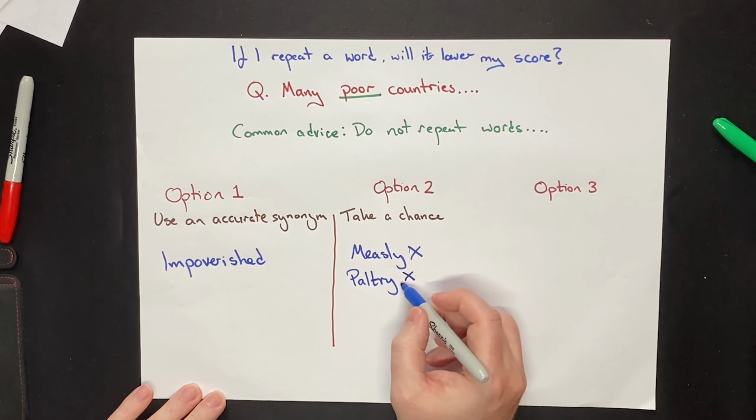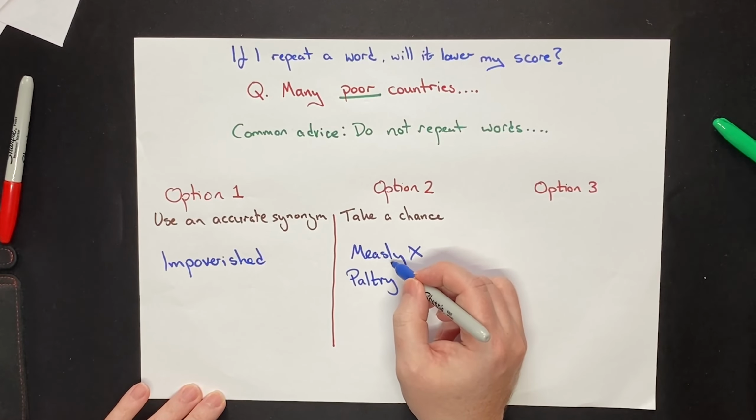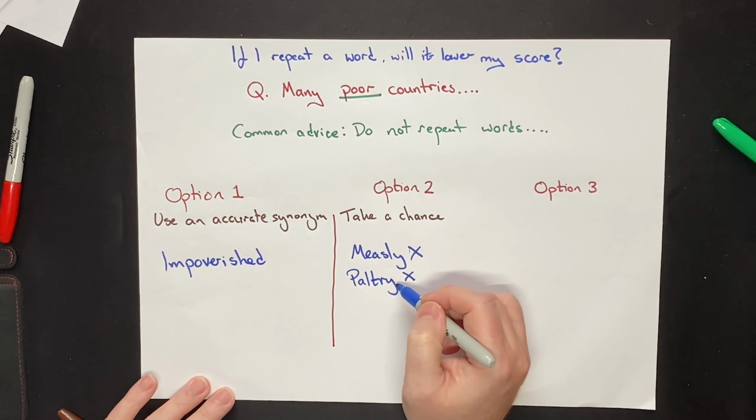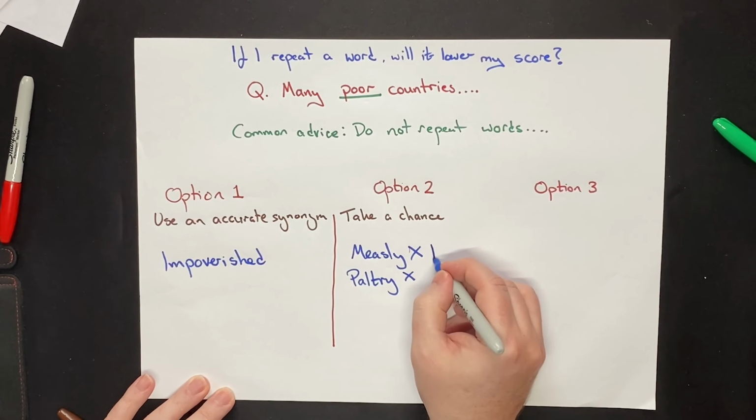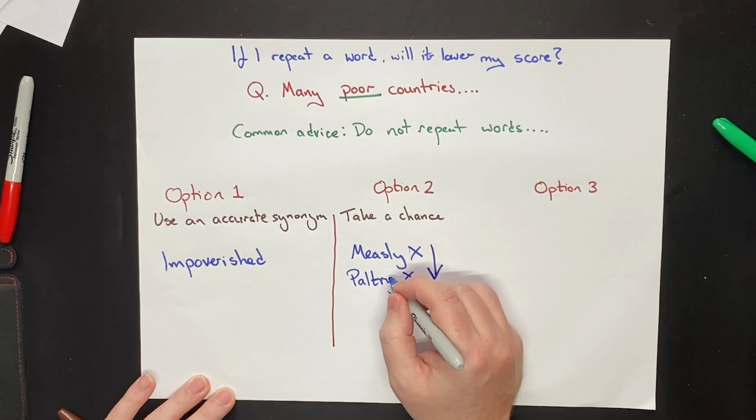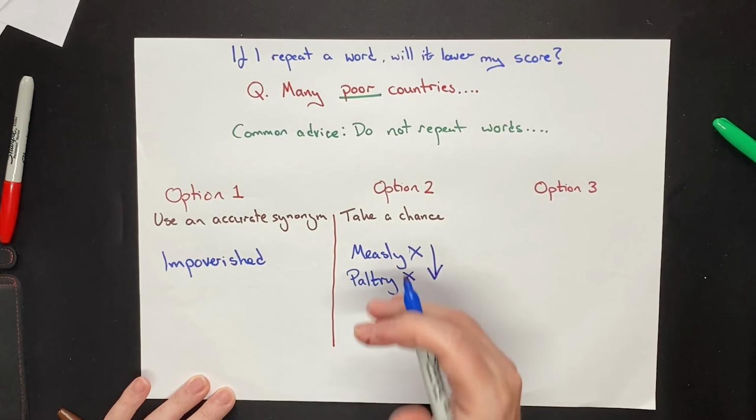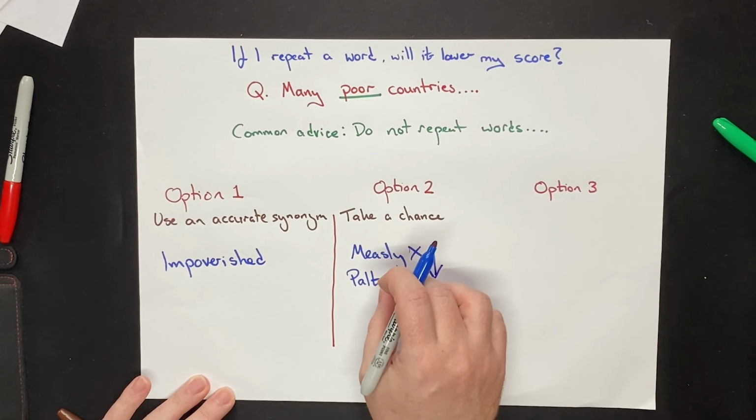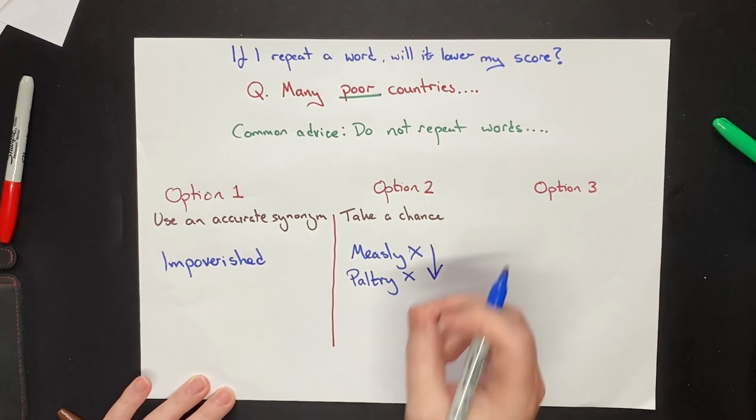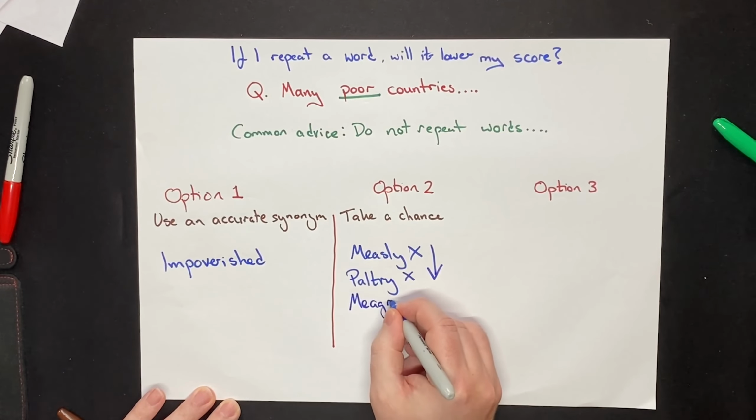So this would be wrong because what you are indicating to the examiner is you don't really understand the meaning of these words. So by changing the words to measly and paltry, you are not increasing your score, you are decreasing your score, because you're demonstrating that you do not know how to use these words. Even though they're quite complex words, they're quite high-level words, it's not about using high-level words, it is about using words that are accurate.